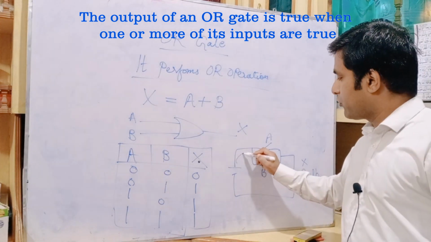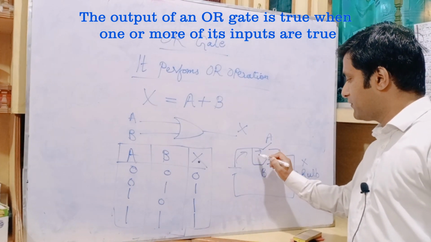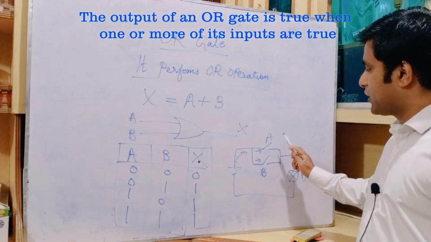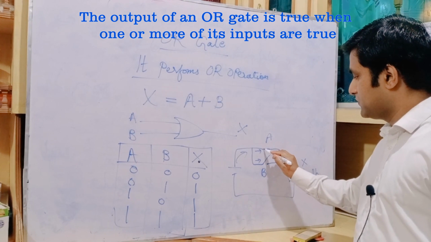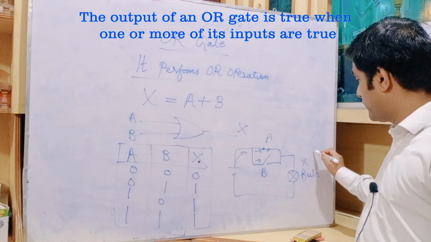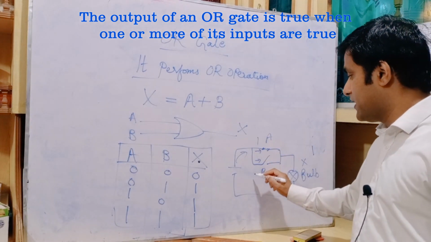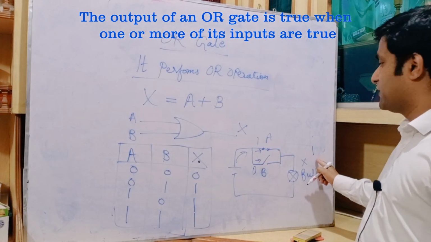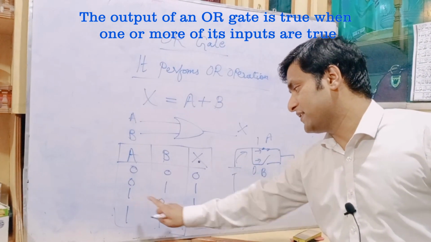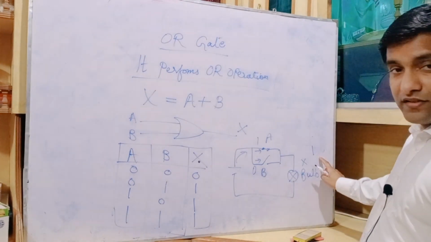So current is going from here. It has two paths, one from here and a second from here. Suppose this is open and this is closed, so the bulb will turn on, right? It will turn on. If this is 1 and this is 0, the output is 1. 1 0 gives 1, right?